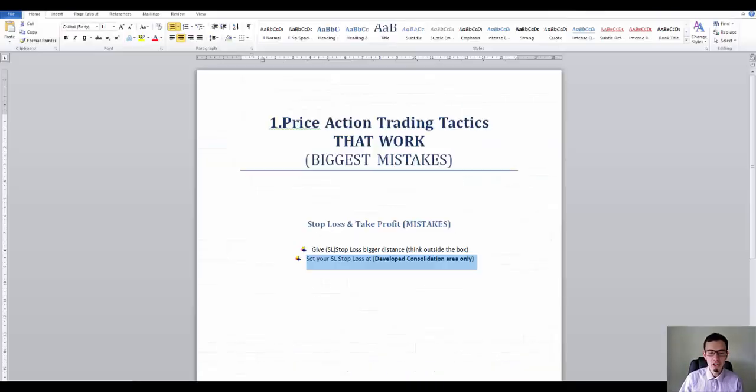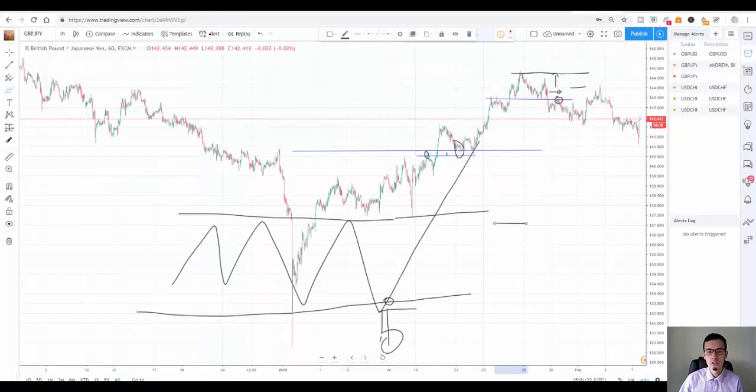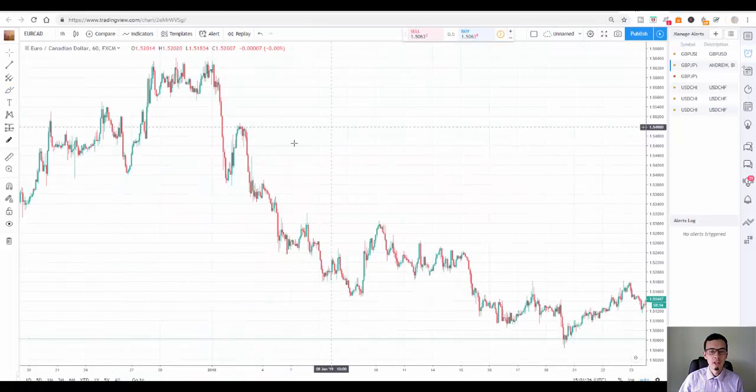Okay, now let's go back to my second point, which is regarding the stop loss and your developed consolidation areas only. So these are the build-up areas, okay? I'm gonna show you what I mean by this. So set your stop loss at build-up areas only, or consolidation areas. Let's take a look at different charts.